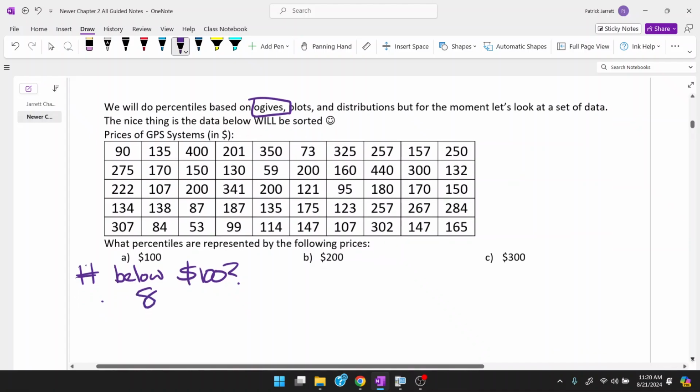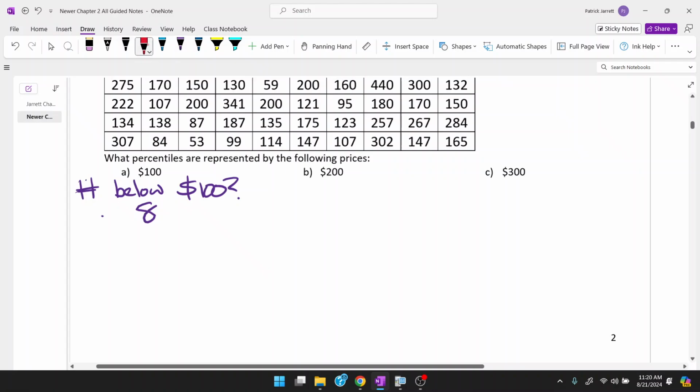So, consequently, the percentile is going to be 8 out of how many pieces of data were here? Times 100. So basically, this would be the 16th percentile.